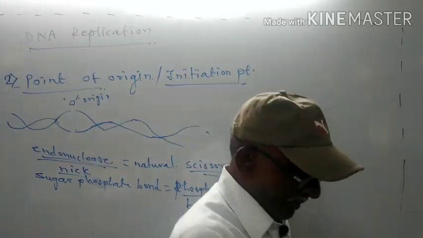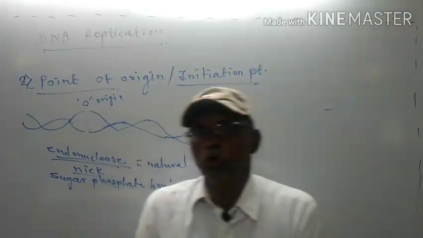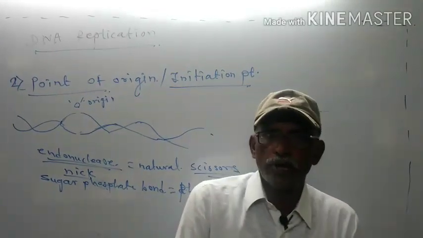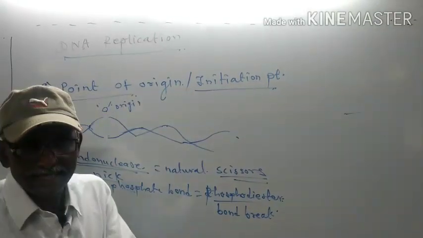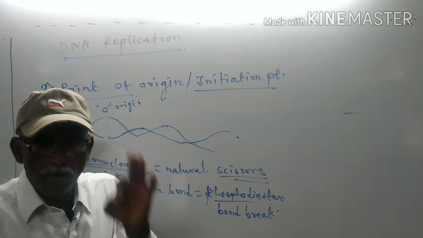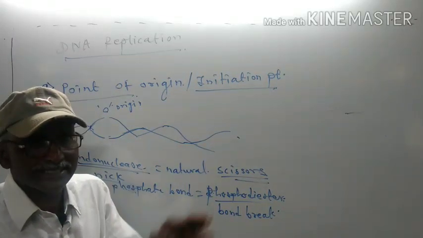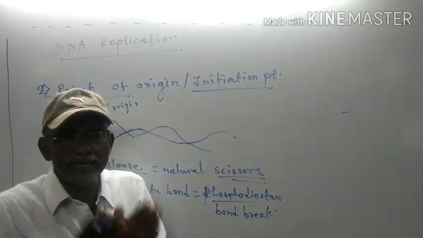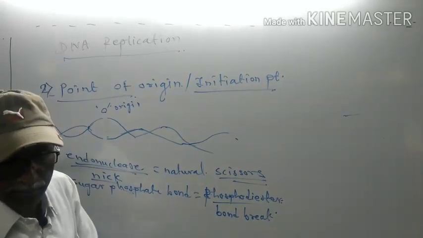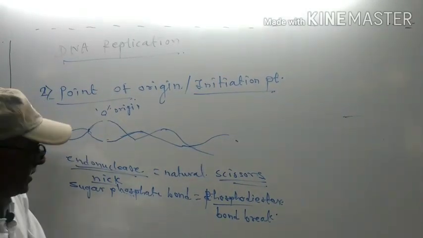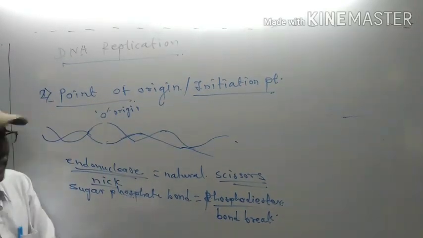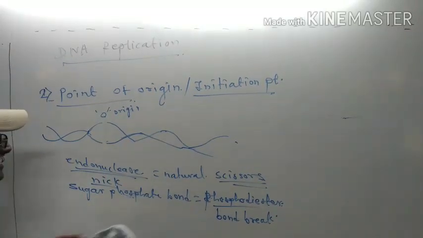Such points are present on the whole molecule of DNA. This specific site is called what? Restriction site, because with the help of a restriction endonuclease enzyme, a nick is given and DNA is cut at that particular site. So this is the second stage. Now we will see the third stage.